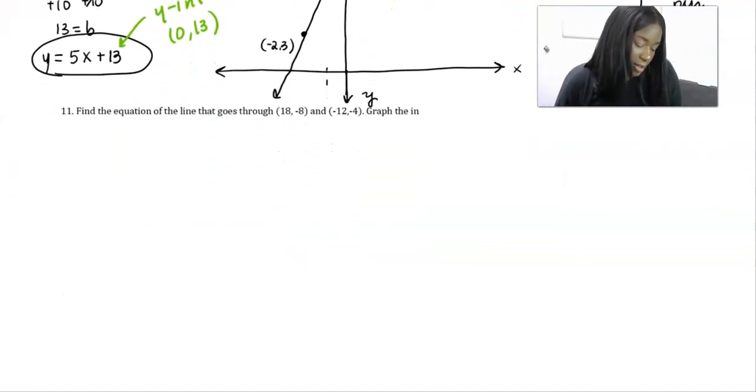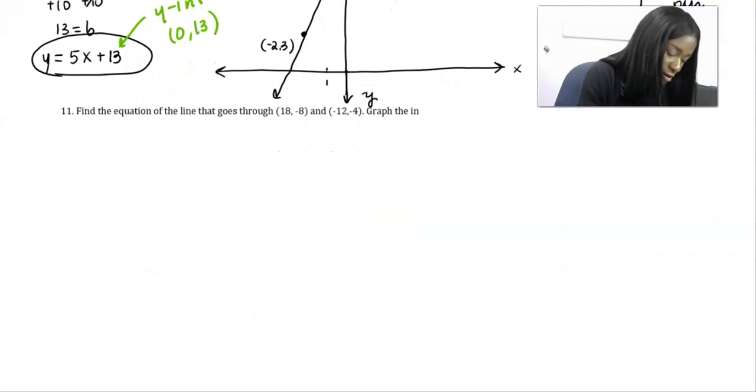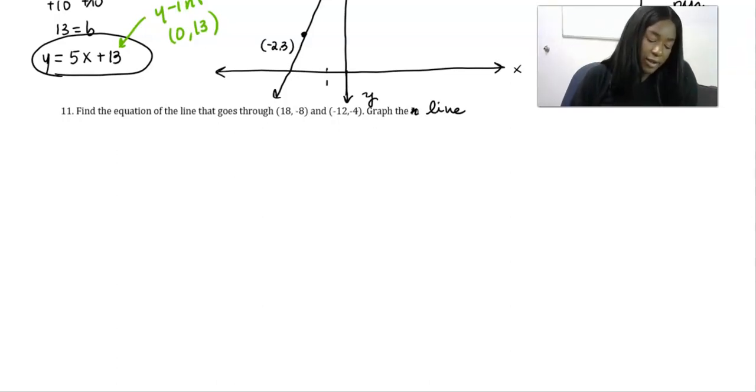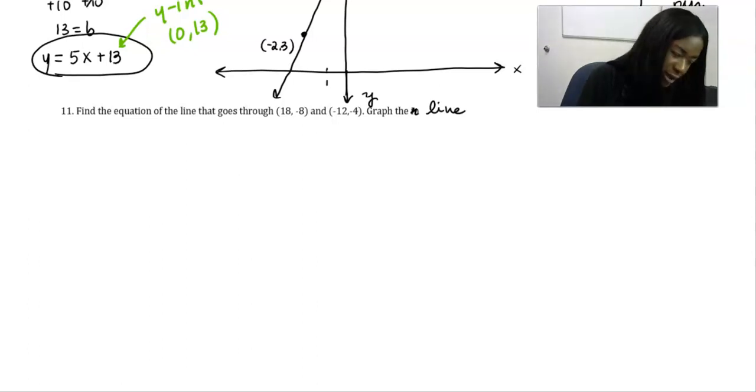Let's look at graph the line. I'll fix that on the note sheet. Example 11: find the equation of a line that goes through those 2 points. First, let's just graph that line, okay? First, let's just graph it. 18, negative 8, negative 12, negative 4.